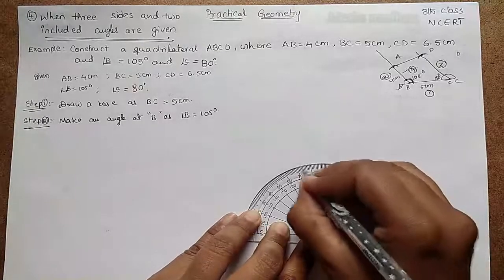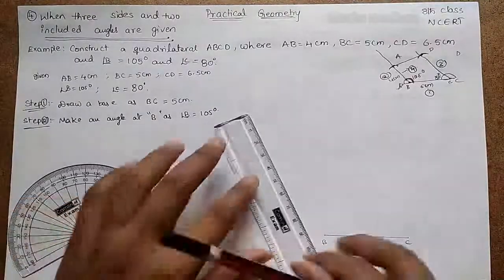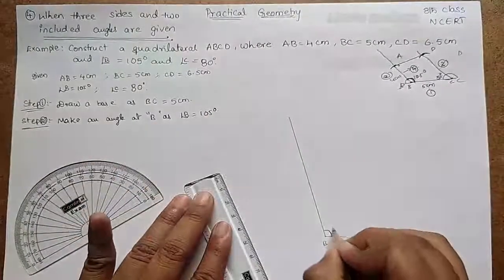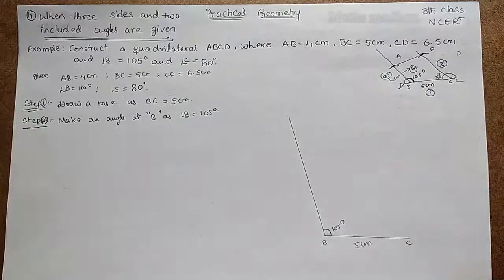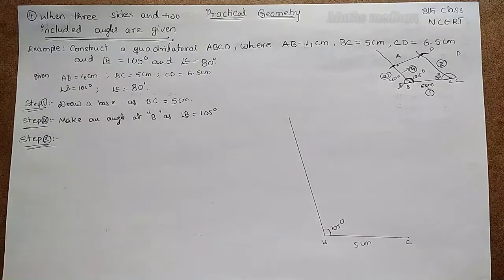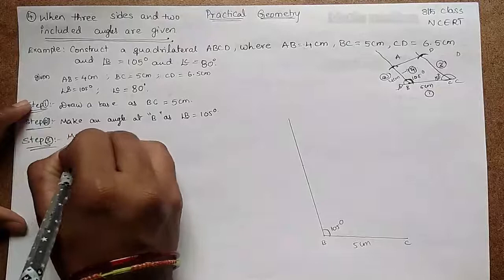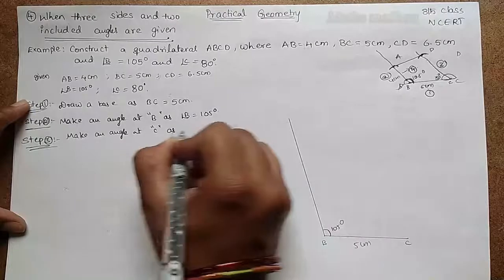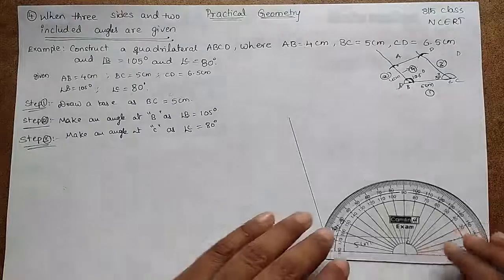So this is 90, 100, 105. Here mark the line and make a line here combining these 2 lines. This is nothing but 105 degrees. Same like that. Next, step 3. Now take the step 3, that is angle C. So write it as make an angle at C as angle C is equal to 80 degrees. So measure the 80 degrees at C.